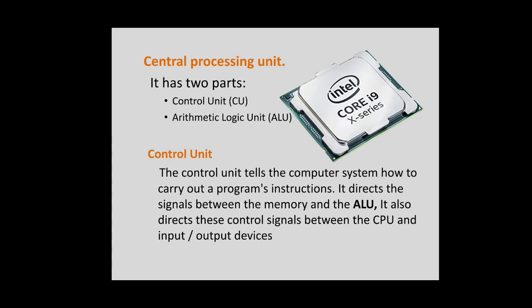Central Processing Unit. The Central Processing Unit has two parts: the control unit and the arithmetic logic unit. Control unit: the control unit tells the computer system how to carry out a program's instructions. It directs the signals between the memory and the ALU. It also directs the control signals between the CPU and input-output devices.